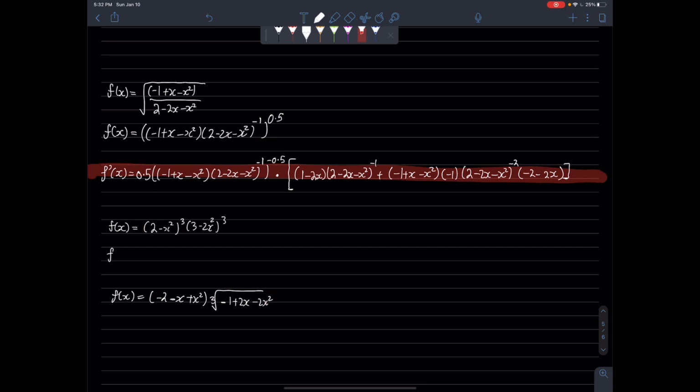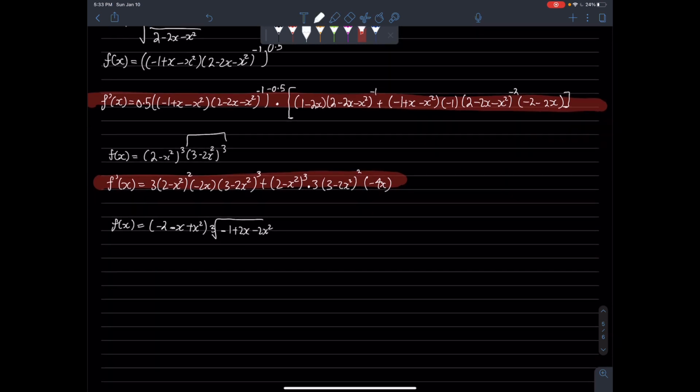Again, so f prime of x, gotta product rule this. So 3 times 2 minus x squared times negative 2x. That's the derivative of the first part, right? Now we just multiply it by the other half of the function. Now moving on, 2 minus x squared cubed times the derivative of this using the chain rule, so times 3 minus 2x squared times negative 4x. That's your derivative.